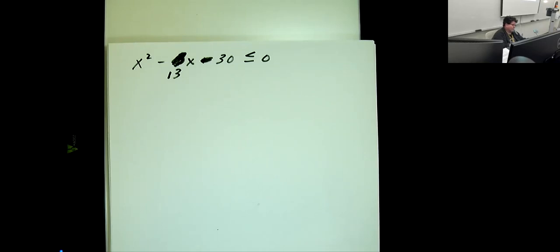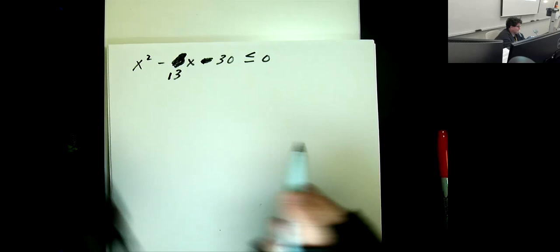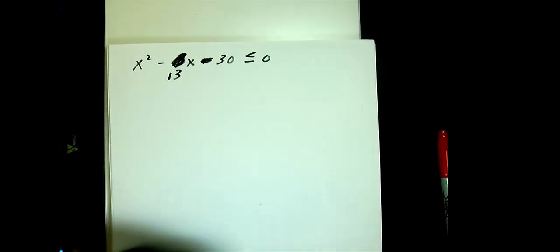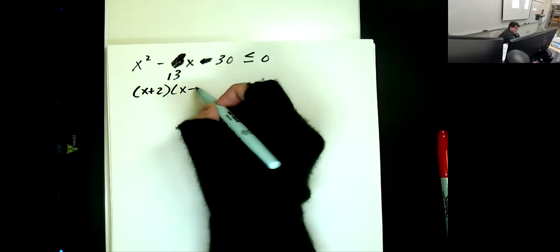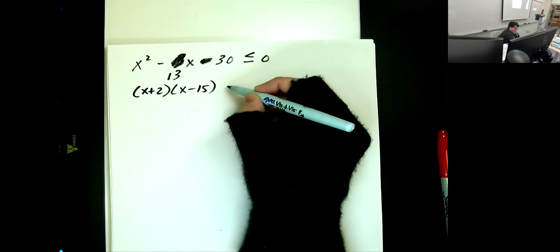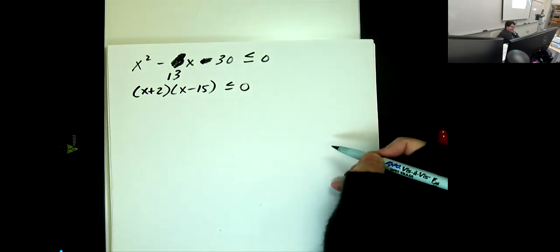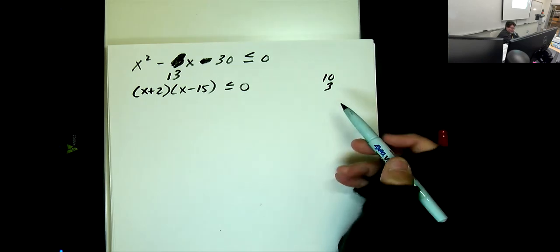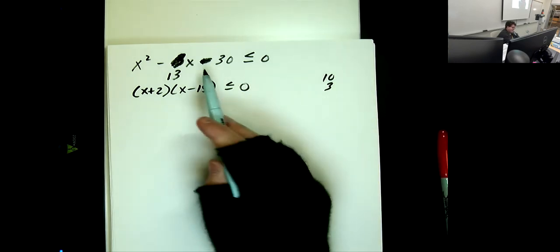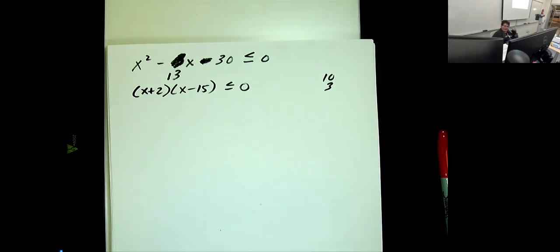So what do you guys get when you factor? When I factored, I got x plus 2 and then x minus 15. Good. That is the correct factorization. It's easy to look at it and go 10 and 3 because they multiply to 30 and they add to 13, but this being negative screws it up. So you gotta be patient sometimes.